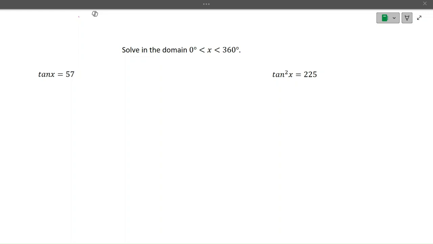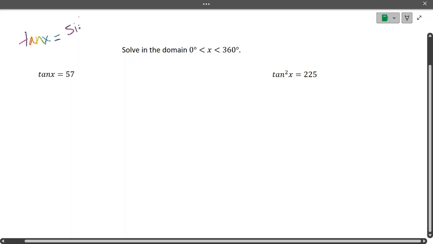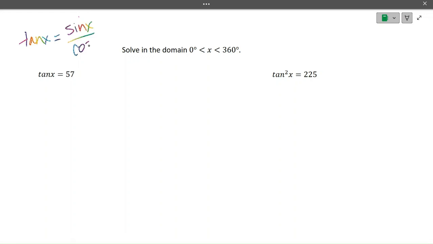Before we get started on that, I want to remind us something about tangent. So tangent has the identity that tangent of x is equal to sine of x divided by cosine of x. What that means for the graph of tangent, if I were to just sketch it here, is that every 180 degrees, tangent of x passes through 0, has an x-intercept of 0. So the graph kind of looks like this, okay?